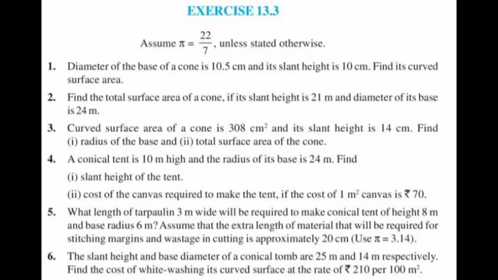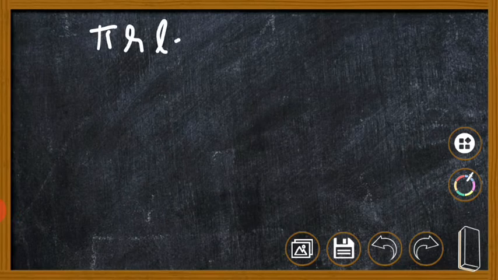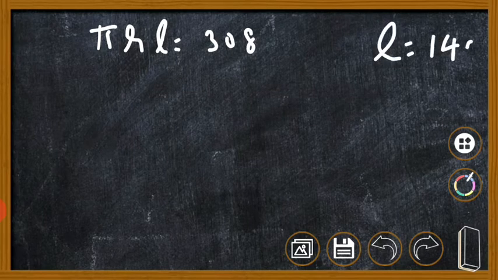Moving to the third question. The curved surface area of a cone is 308 centimeter square and its slant height is 14 centimeter. Two questions are there. The first question, radius of the base. And second question, total surface area of the cone. Here, the curved surface area of the cone is given, meaning pi RL is given as 308. And also it is given that L is equal to 14 centimeter.